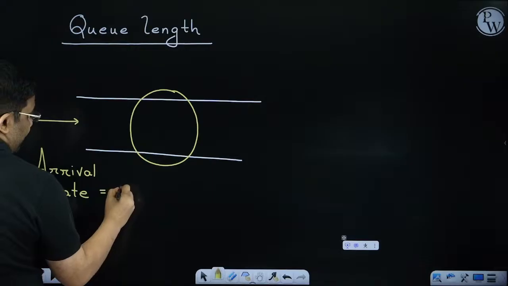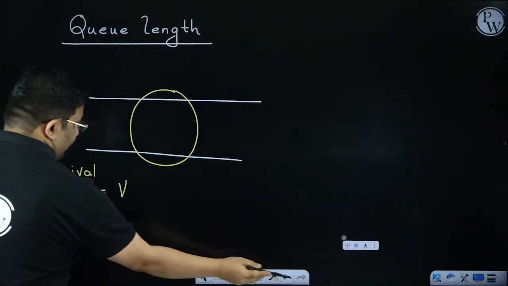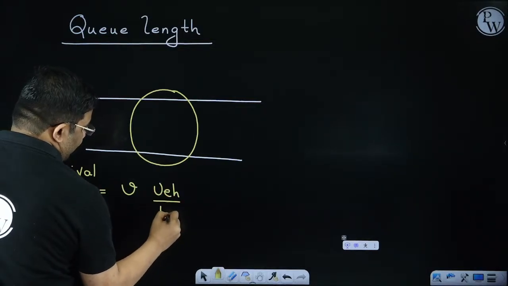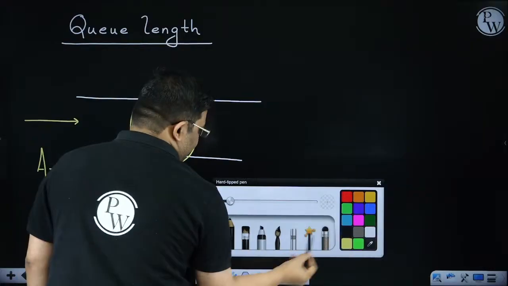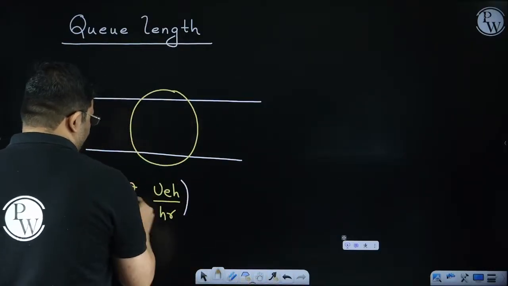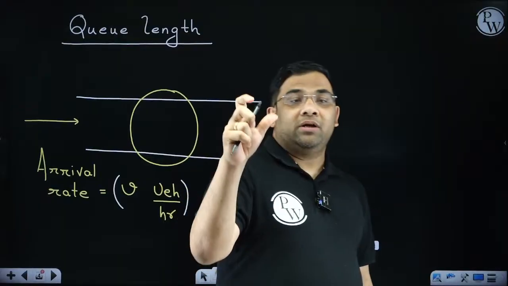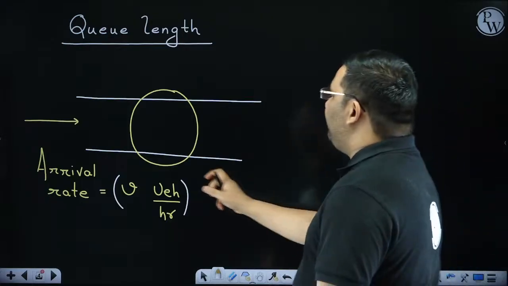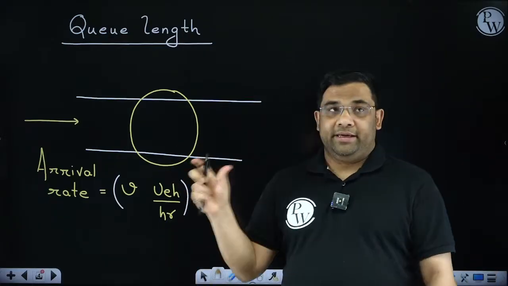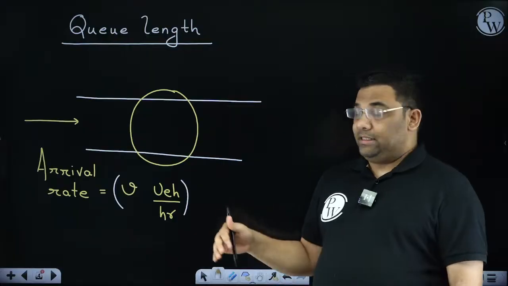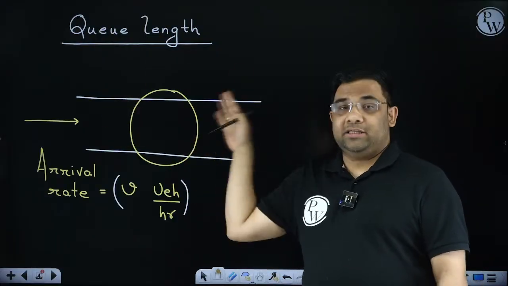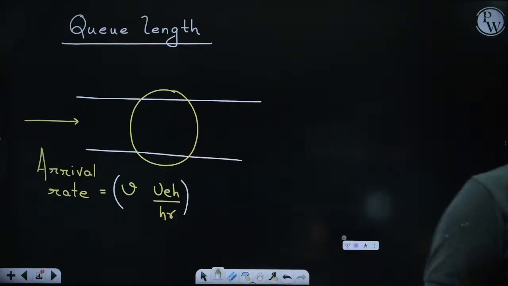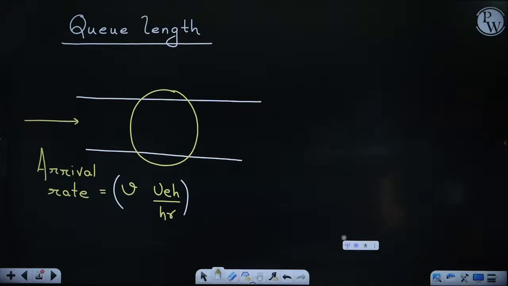Suppose I call this arrival rate V, vehicles per hour. At this particular rate vehicles are coming. Suppose I say 50 vehicles per hour or 200 vehicles per hour. What does that mean? That 200 vehicles are arriving at this point in 1 hour. So this is the arrival rate V.